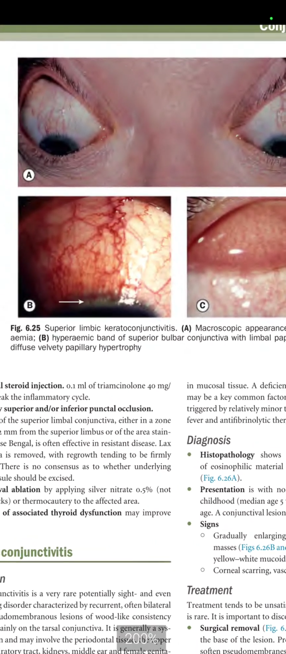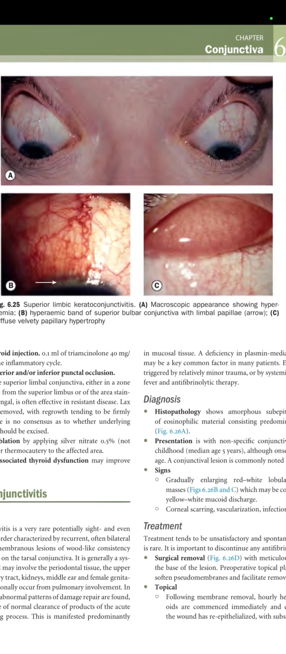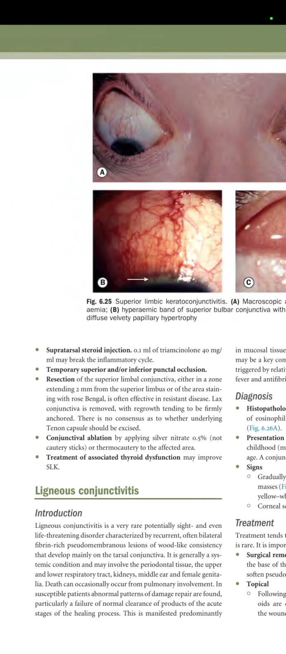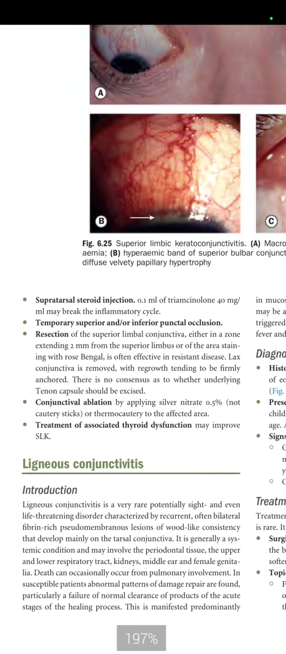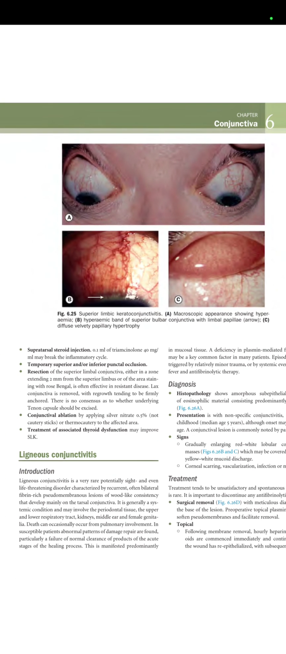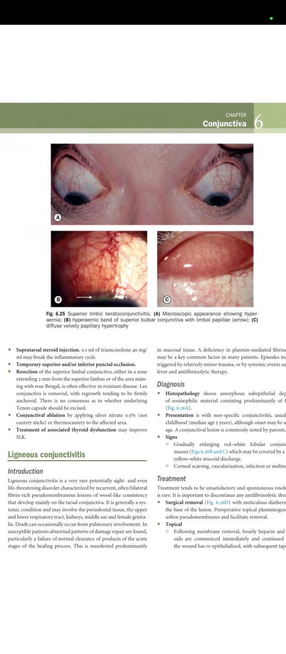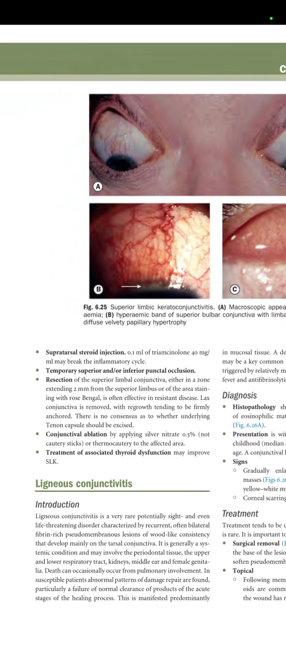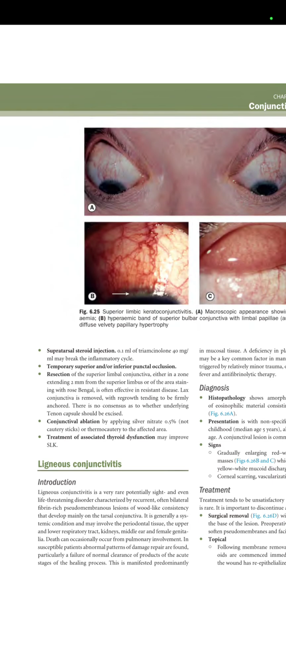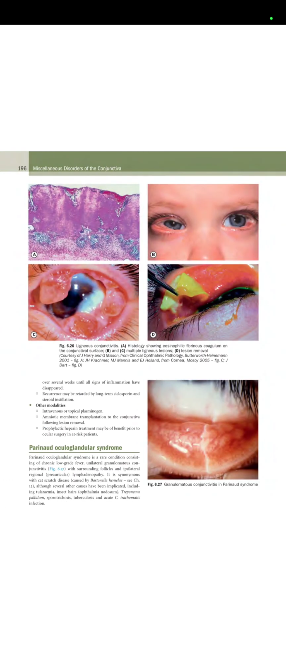So you can see figure B is showing the hyperemic band of the superior bulbar conjunctiva with limbal papillae, and C is showing the diffuse velvety papillary hypertrophy. Now another one is ligneous conjunctivitis. Ligneous conjunctivitis is basically when a patient is deficient in some anti-fibrotic agents. It causes membrane formation and a woody-like appearance in the conjunctiva, and most of the time children present with this case.